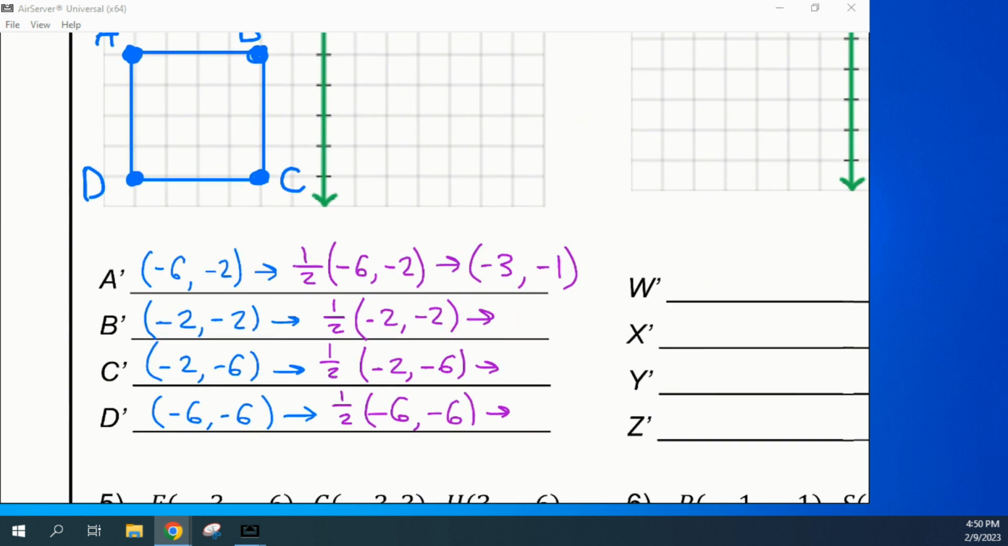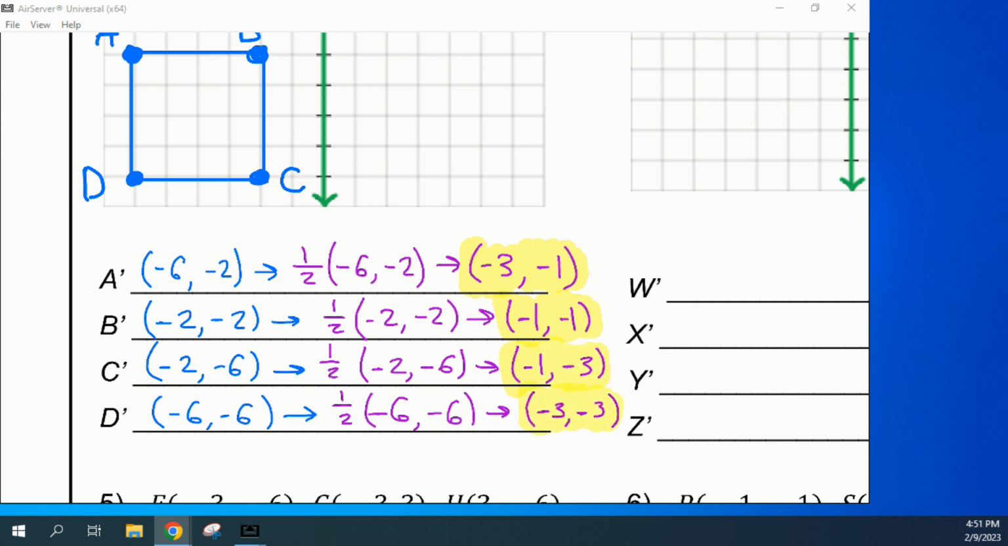So half of -2 is -1. Half of -2 is -1. Half of -2 is still -1. Half of -6 is -3, and half of -6 is -3 twice. Just because I've got a lot of colors working here, let me highlight what our A prime through D prime actually is. It's going to be these 4 points.